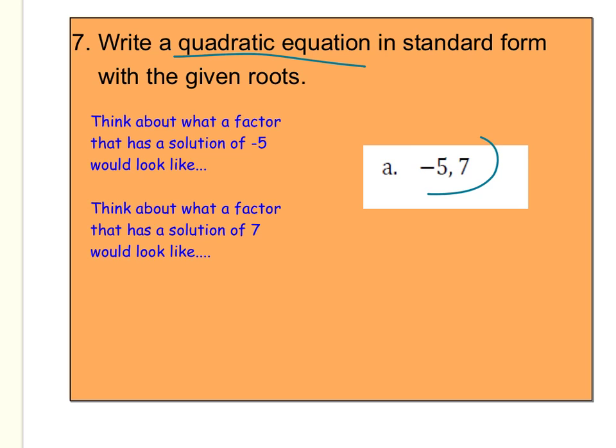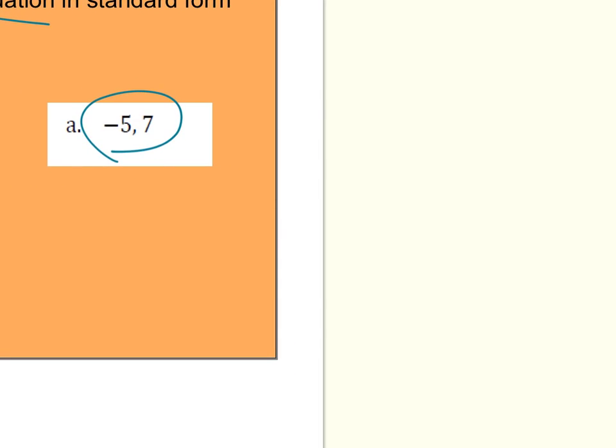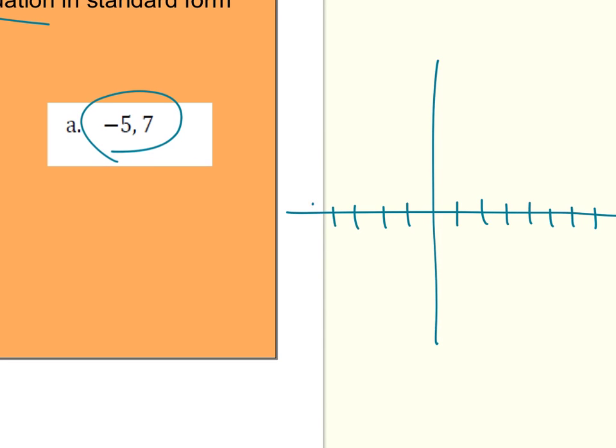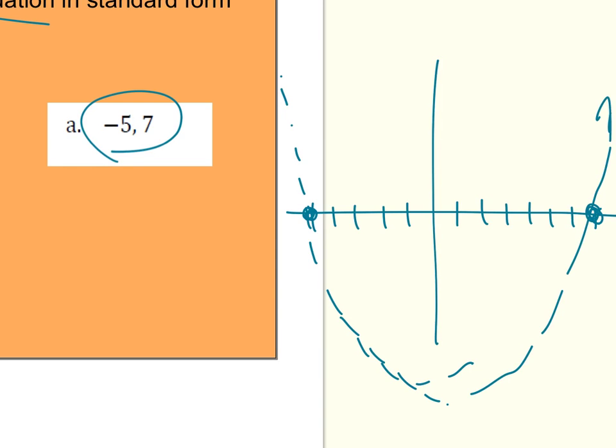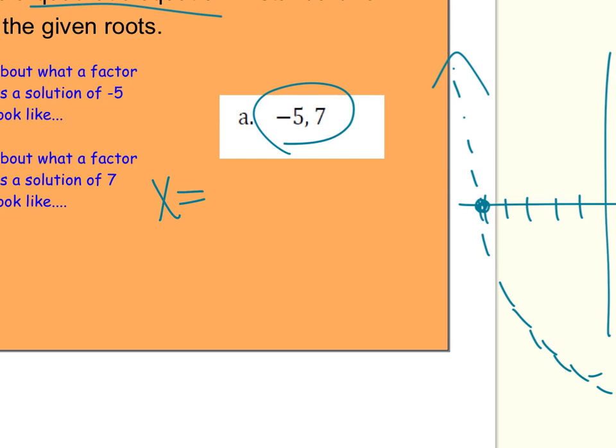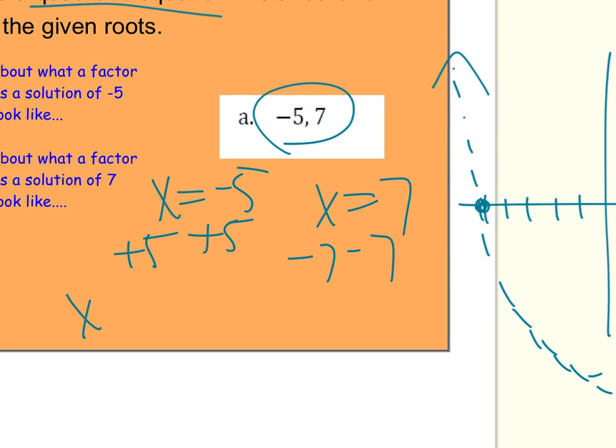So negative 5, 7. So if I just take a quick sketch of the graph. So this is negative 5, this is positive 7. This is where my roots are, okay? This is where my zeros are. So the simplest thing I could do would be think about a graph that would look like that. And so when I do that, I think, well, x would equal negative 5 and x would equal 7. So if I back those up and make them equal to 0, well, that'd be add 5, subtract 7 to both sides. So that'd be x plus 5 equals 0. X minus 7 equals 0.